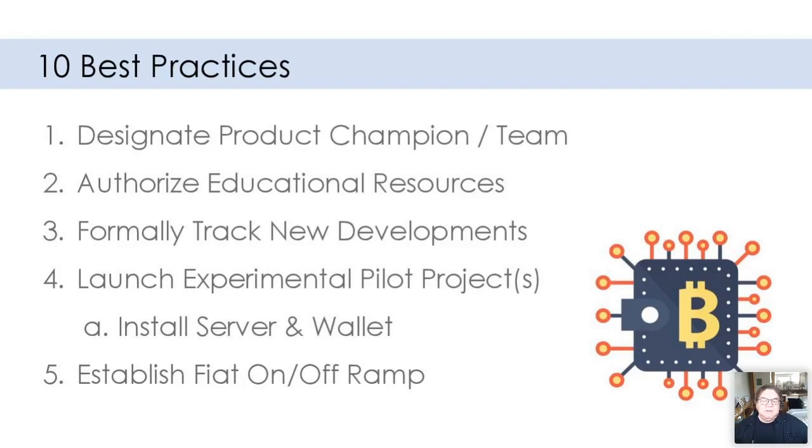So the first thing you should do is install a blockchain server, install a Lightning server, and then get at least one wallet. As I mentioned earlier, the fifth best practice is to establish a fiat on-off ramp, because that's the way you can acquire some Bitcoin and convert your Bitcoin to the currency of your choice.